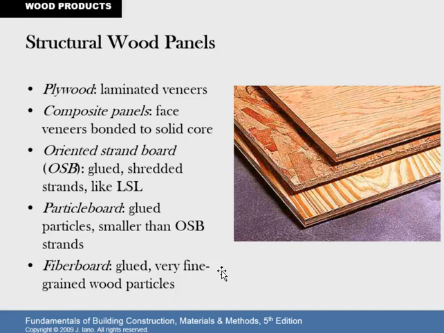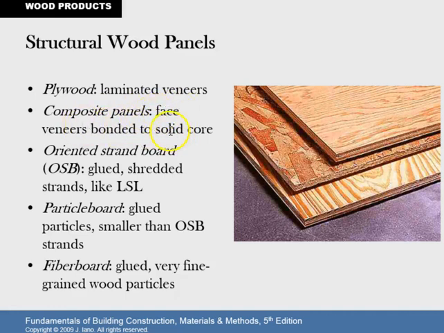All right, structural wood panels. We're looking at sheet material here, so sheet goods. This would be your floors or your wall sheathing on the outside of a frame, and we'll look more closely at that next week. So plywood has laminate veneers. I can't tell exactly from this photo, but the top and the bottom both kind of look like plywood to me. And then composite panels: face veneers bonded to a solid core.